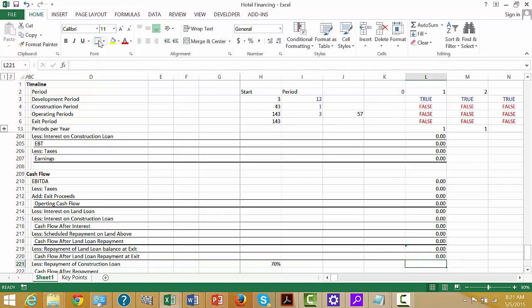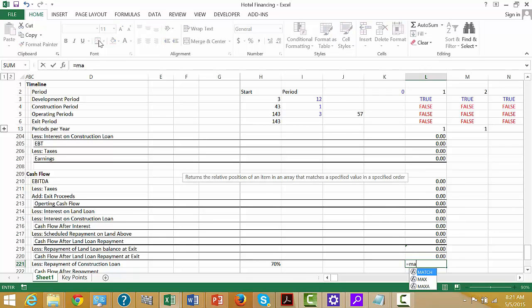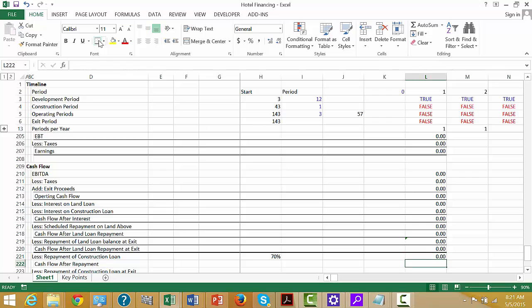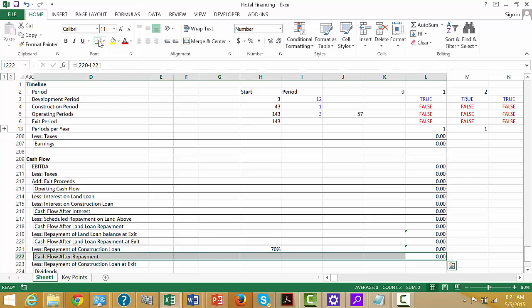Did I press that? And then the repayment of the construction loan, okay, is this cash flow sweep, which means we take the minimum of how much cash we have, but we multiply that one by 70%, but we never pay off more than the balance of the loan, and you always use the opening balance. So that's the only real trick. And then you have another subtotal. Well, I guess the other trick is a subtotal.